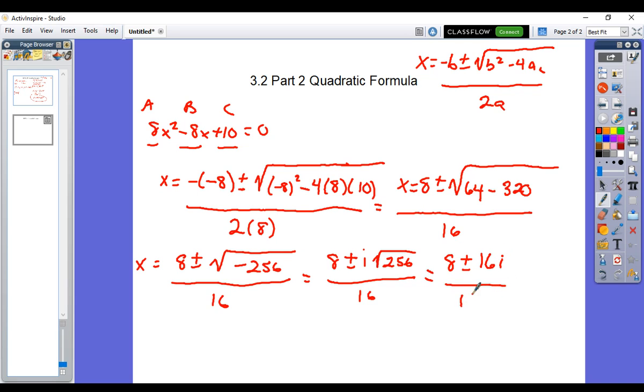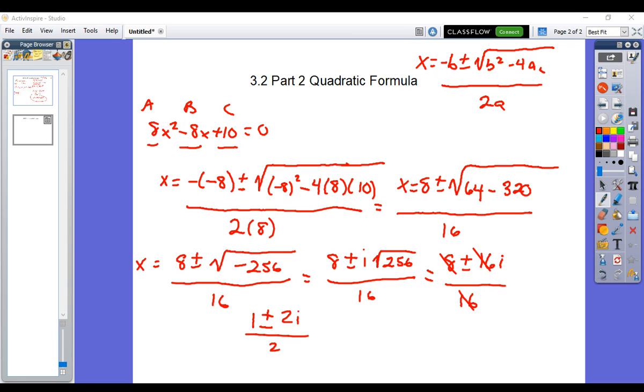16i over 16. And now because of this i, you can't actually take 8 plus 16 or 8 minus 16, but we can reduce. What goes into 8, 16, 16 evenly? Yeah, 8. 8 goes into all of this evenly. So 8 goes into that, 8 goes into that, 8 goes into that. We're left with 1 plus or minus 2i over 2. Let me double check that's the answer. Not messing you up. Yeah.